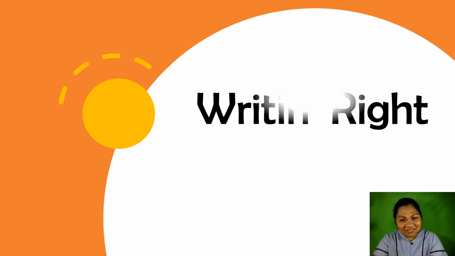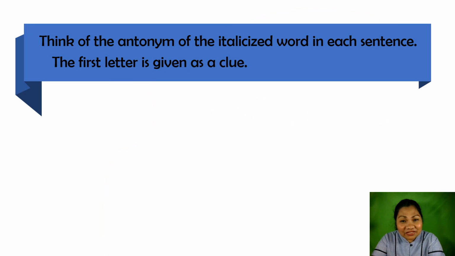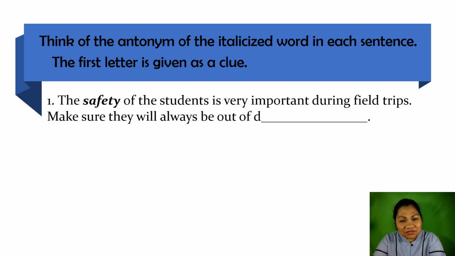Any questions so far? If none, let's proceed to write the right thing. Think of the antonym of the italicized word in each sentence. The first letter is given as a clue. The safety of the students is very important during field trips. Make sure they will always be out of T.